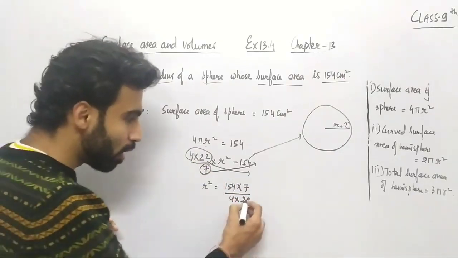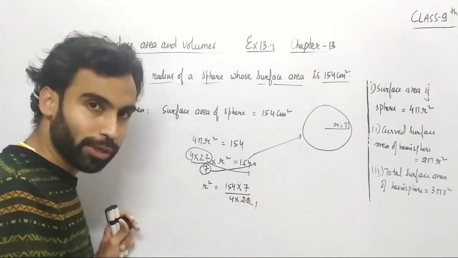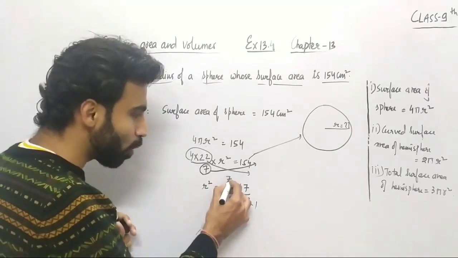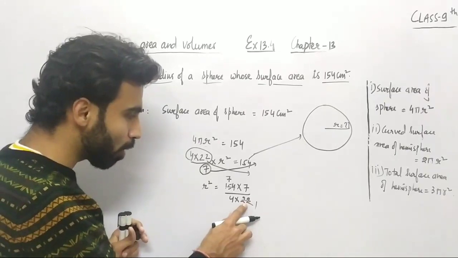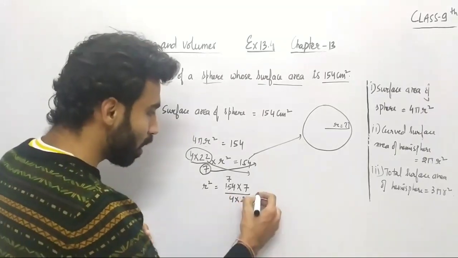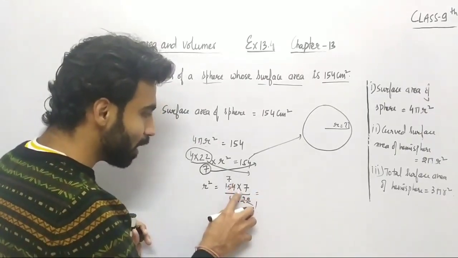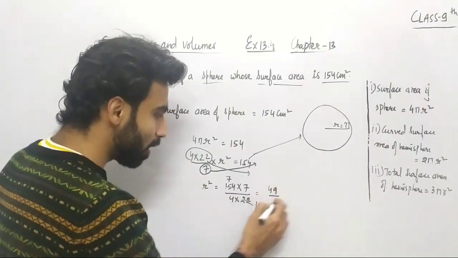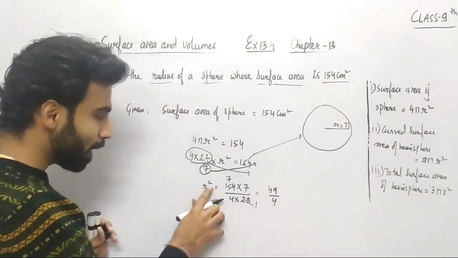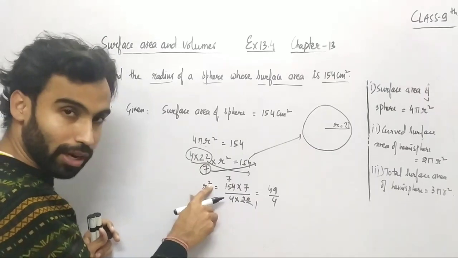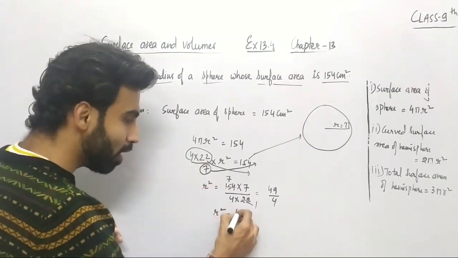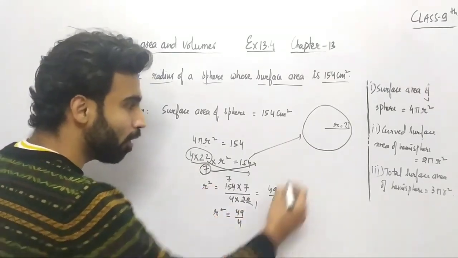Now let me just tell you, 22 के टेबल में 22 1 जा 22, 22 7 जा 154, right? So 22 के टेबल पे मैंने इसको रिड्यूस कर दिया. Now हमारे पास क्या आ गया, 7 into 7 that is 49 divide by 4, right? अब आप देखें यहाँ पे r square है on the left hand side. So यहाँ पे पहले ये लिख देता हूं मैं कि r square कितना आ गया, 49/4.